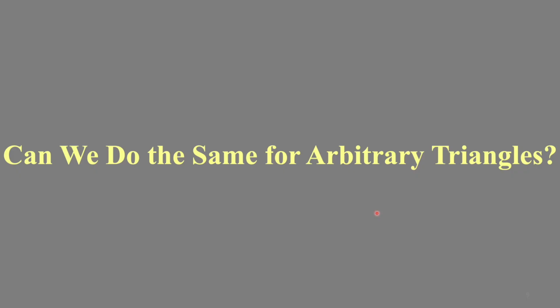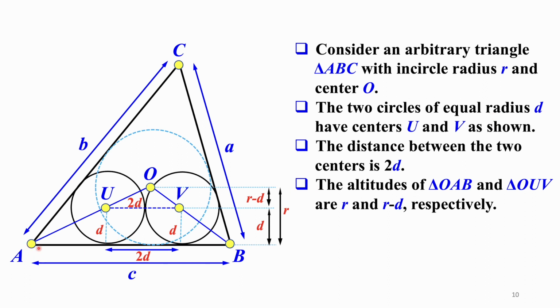Then we ask a simple question. We worked on right triangles. Can we do the same for arbitrary triangles? In other words, can we generalize the results to an arbitrary triangle? Now let's consider an arbitrary triangle A, B, and C. This triangle has an incircle with center O. The radius of the incircle is R.